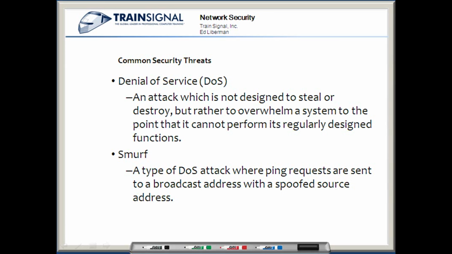And if this ping request was sent to the broadcast address, that means that every single computer on the network segment is going to see this request, acknowledge the request, and respond to this request. So you now have every single computer all simultaneously and sometimes continuously sending these echo responses to what they believe to be the original sender. And then that original sender is so busy acknowledging those ping responses that it doesn't have time to do anything else. So that's a Smurf attack.